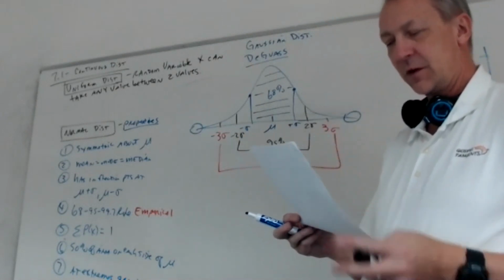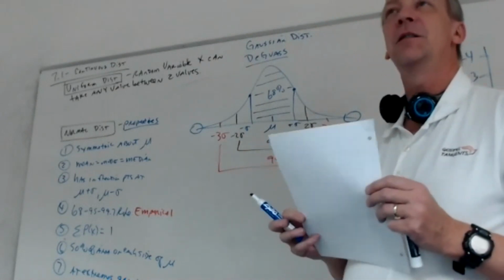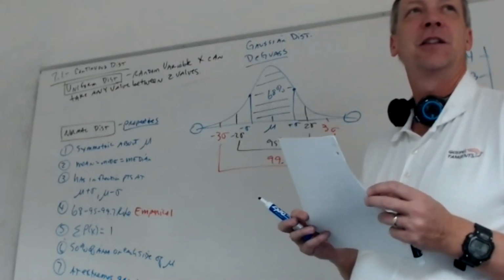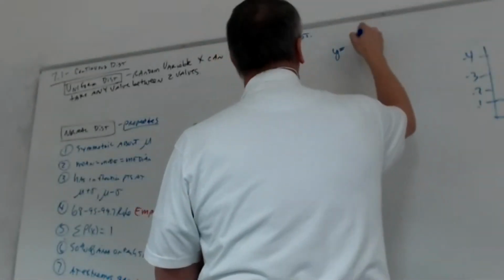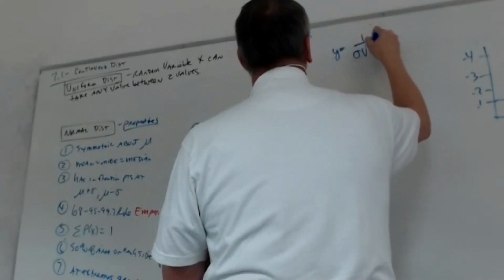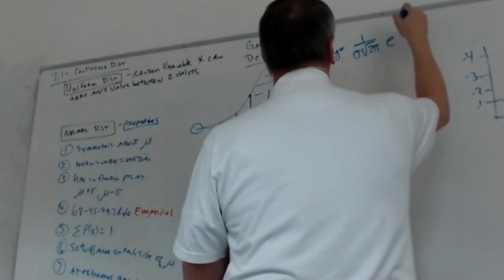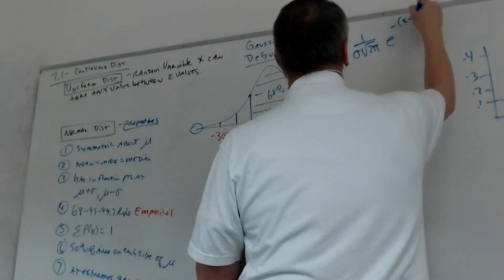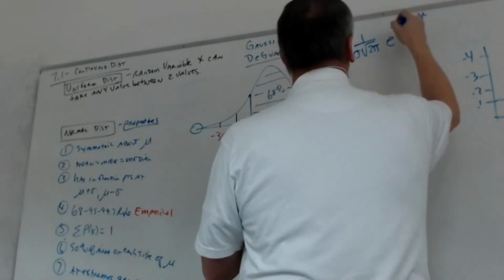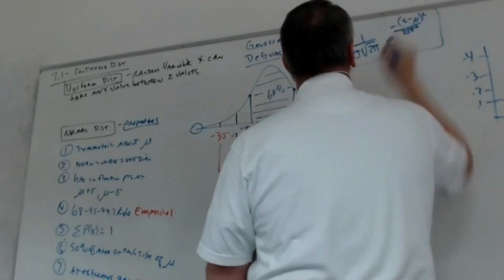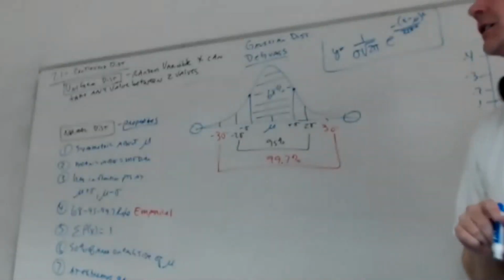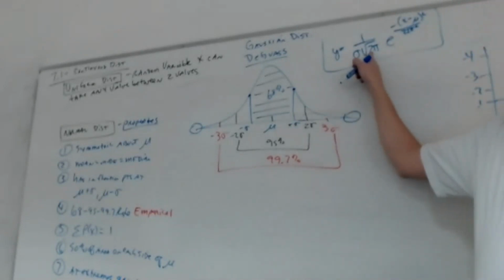Oh. Now, isn't that a nice looking curve? Would you like to know the equation behind that curve? Yes. How's this? Y equals 1 over sigma times the square root of 2 pi, e to the minus (x minus mu) squared over 2 sigma squared. So a nice looking curve, a very ugly equation.